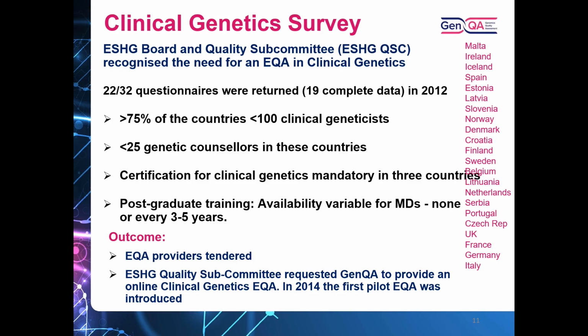In more than 3/4 of the countries, less than 100 clinical geneticists were working. And in these countries, there were less than 25 genetic counsellors at this time. Certification for clinical genetics was only mandatory at this time in 3 countries, and postgraduate training, where it was available, was only every 3 to 5 years.